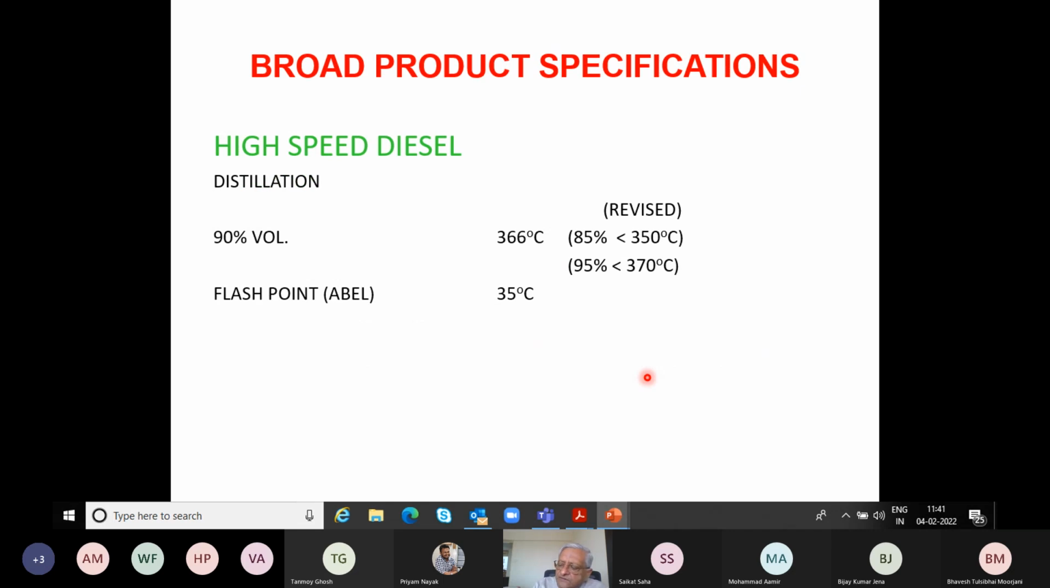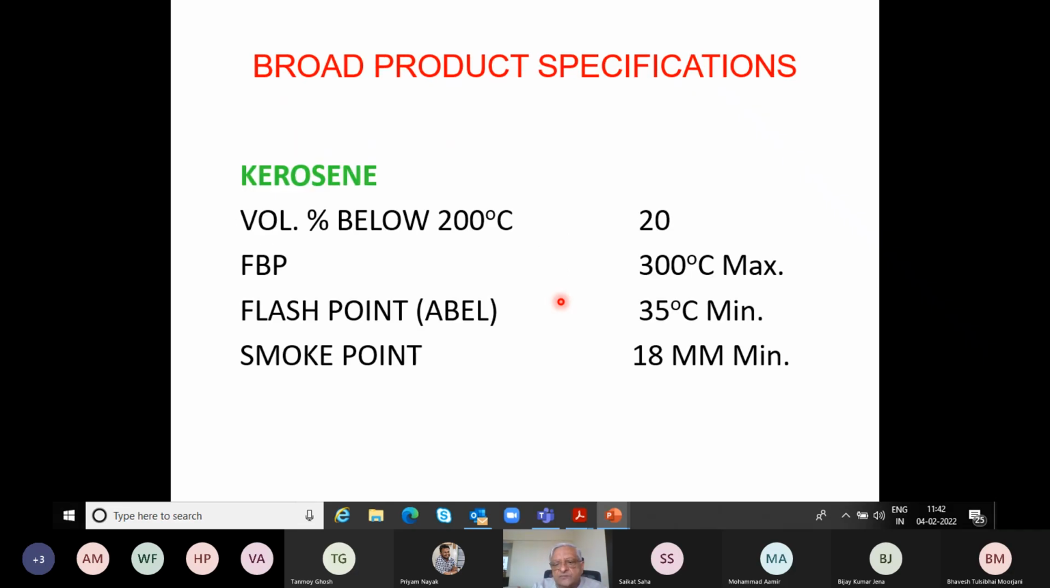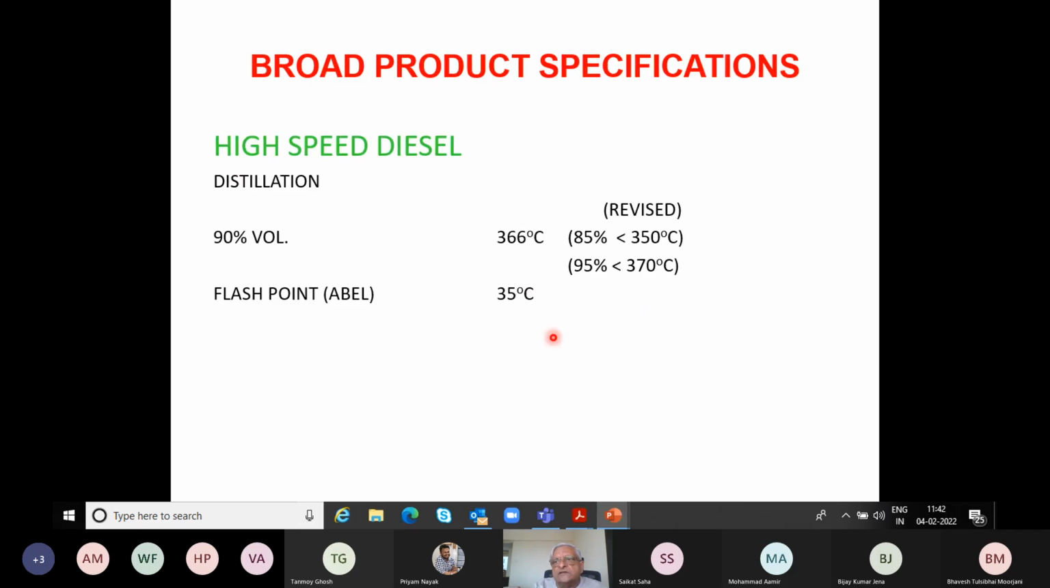High-speed diesel, or in fact the diesel that you get in the petrol station, the 90% volume recovery is 366 degrees, and the flash point specification in our country is 35. In fact, recently it got revised to 38 degrees Celsius. This has been an area of intensive discussion in the last 25 years, whether we should actually have a flash point. You can see that the flash point of kerosene is also 35, diesel is also 35. So there's been a lot of discussion that maybe the flash point of diesel should be 60 or 65 degrees.